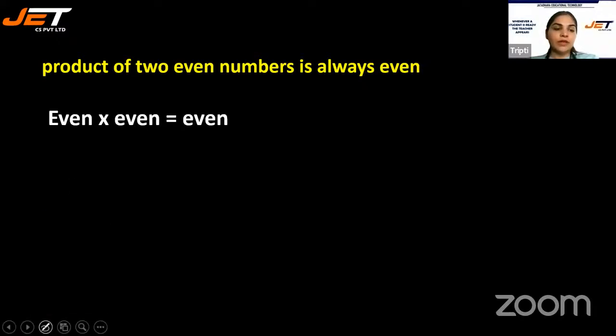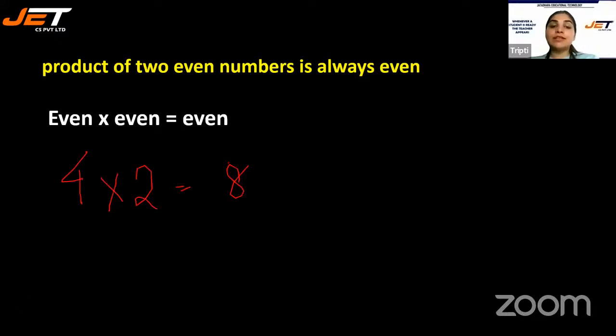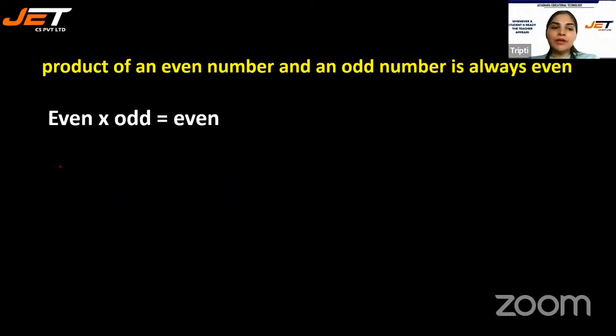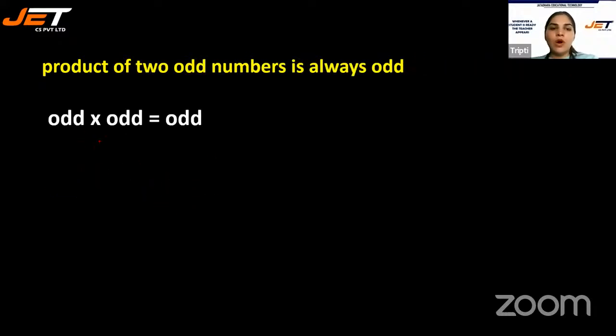Let's take an even number, say 4, and another even number, 2. The product is even. That means even times even is even. Let's take an even number 2 and an odd number 3. The answer is even. Odd and odd: let's take 5 and 5. You will get 25.